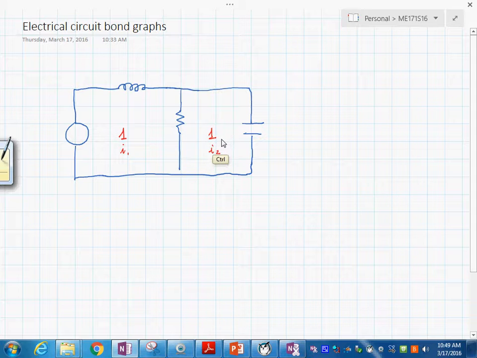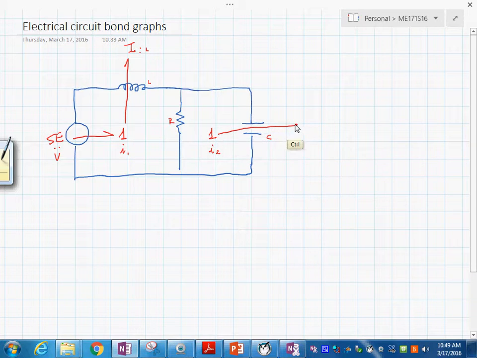Second step is to attach the elements that experience those currents. So on this one, obviously, this SE with value voltage here is attached to this. This one is an I element with value L, assuming L is this, and R is here, and C is over here. On this one we have C with value C, and that is that step.